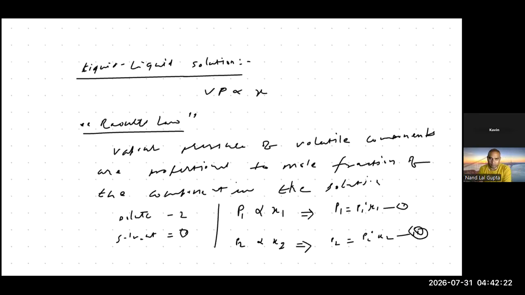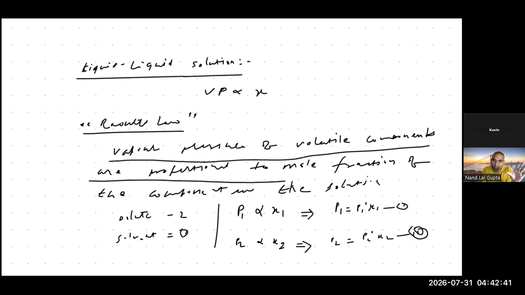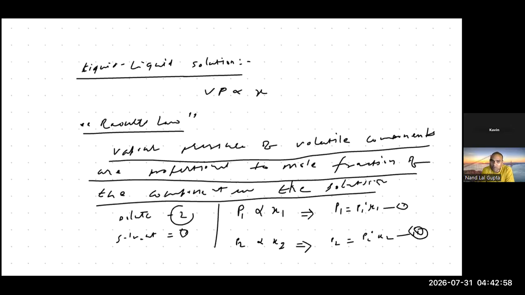Okay. So here they are saying the vapor pressure is proportional to the mole fraction of the volatile component. Vapor pressure of a volatile component, meaning liquid components, is proportional to the mole fraction of the component in the solution. Two is the solute and one is the solvent. Vapor pressure means the partial pressure also, so P1 is proportional to X1 and P2 is proportional to X2.